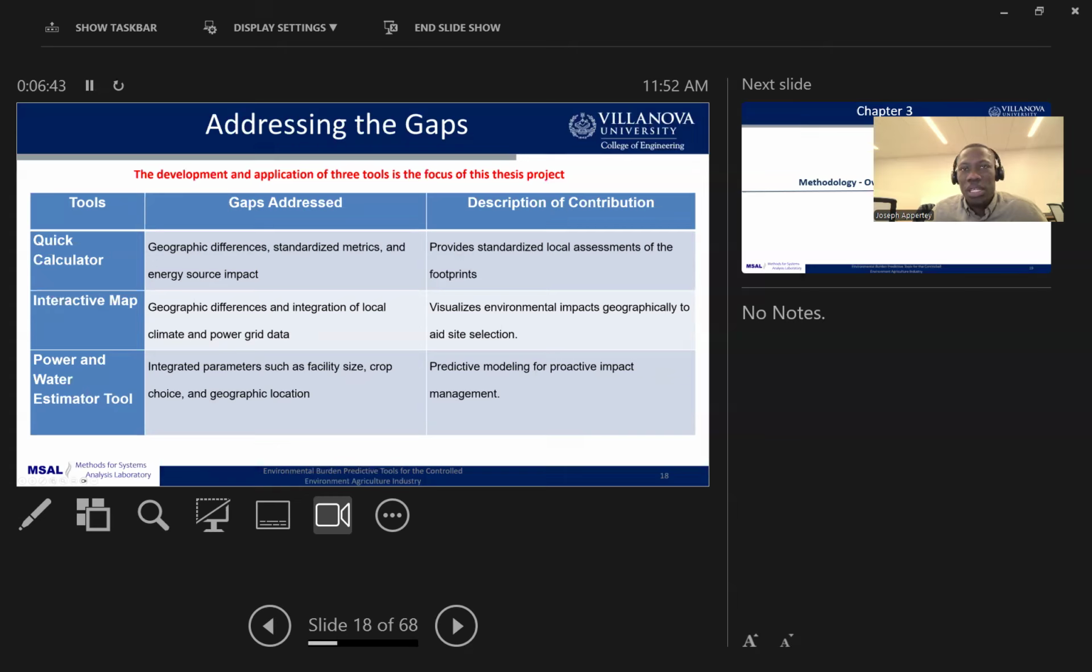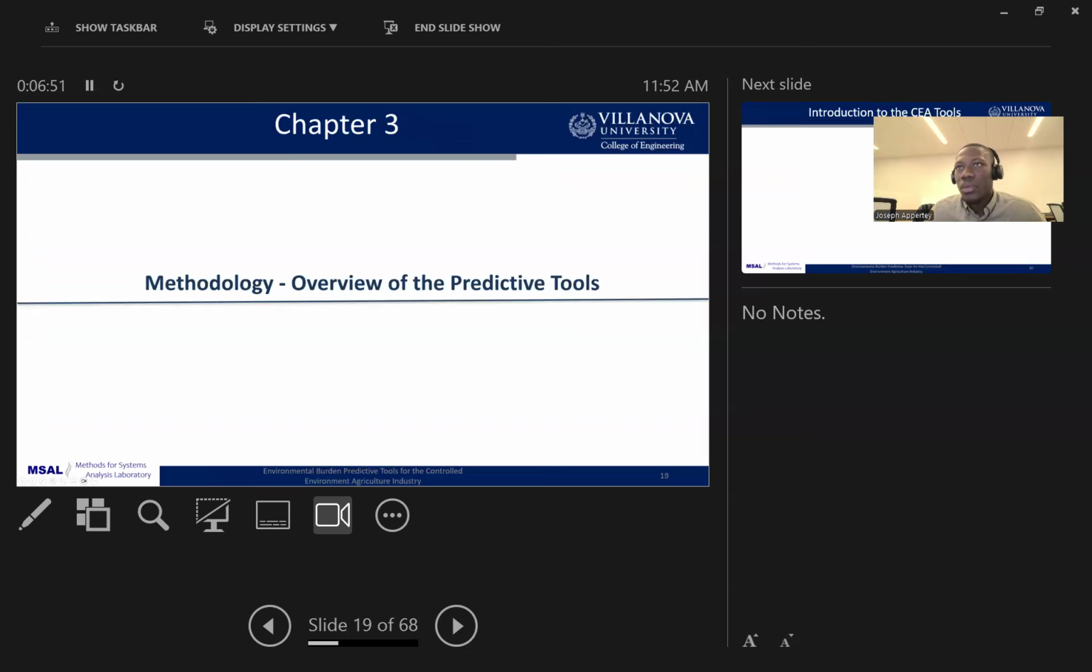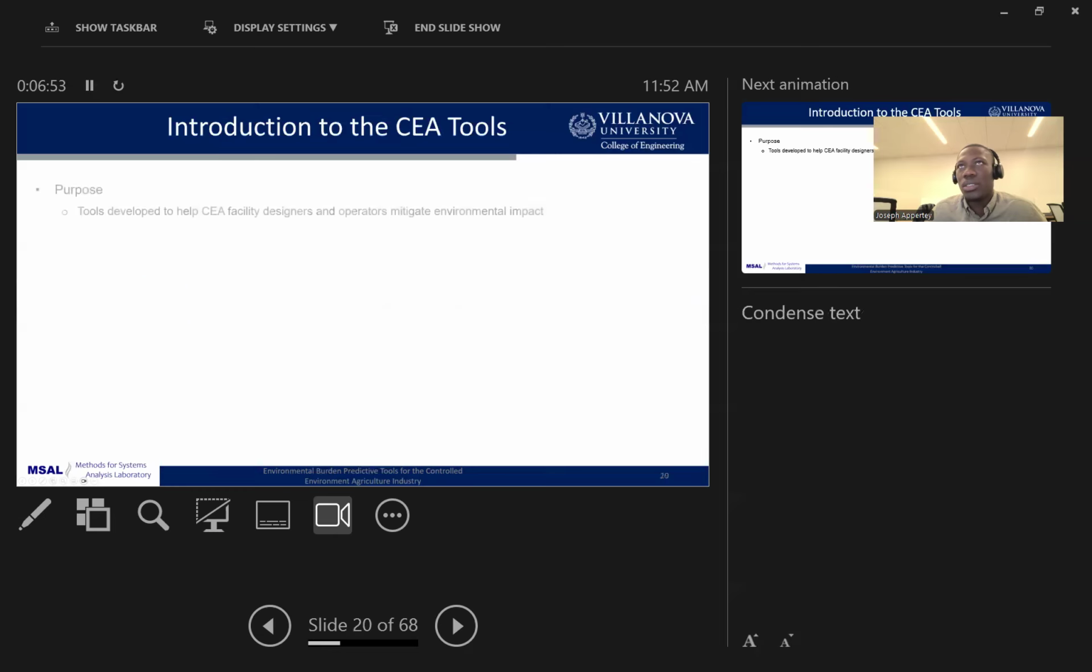The power and the water estimator integrate parameters such as the facility size, the crop choice, and the geographic location. So, the overview of the tools: the purpose is to develop a tool to help facility designers and operators mitigate their environmental impact.